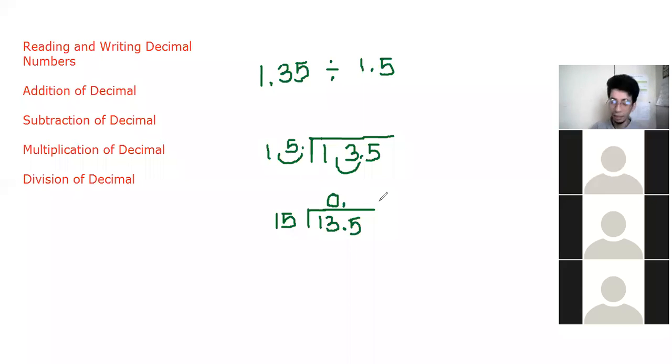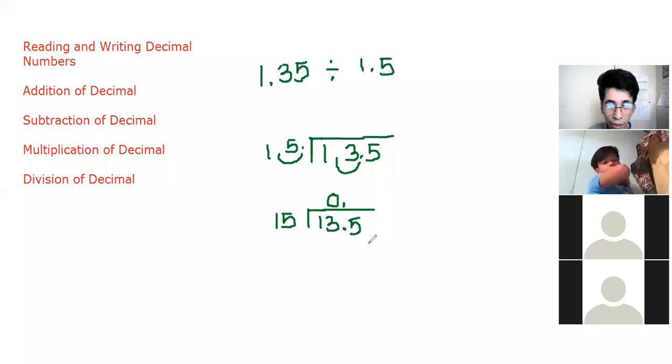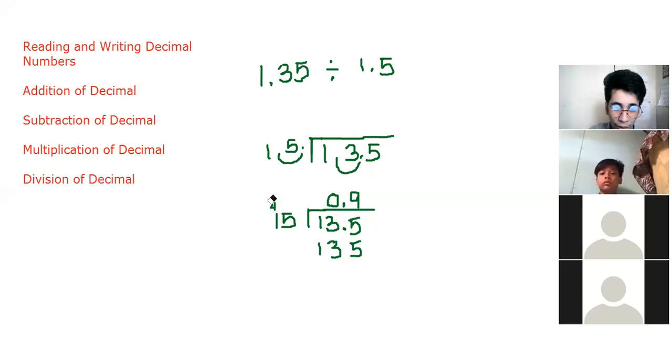Sir, 9. So where do I put the 9? On top of... Sir, 5. Then let's see, 9 times 5, that is 45. We have 34 here. 9 times 1 is 9, plus 4, 13. So 135. Or simply, 9 times 15, what is 9 times 15? That is 135. So we subtract: 135 minus 135, 0.